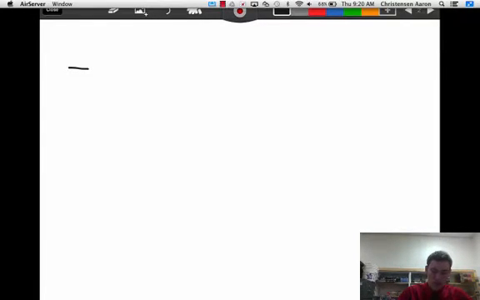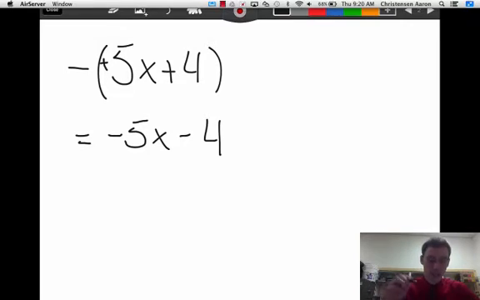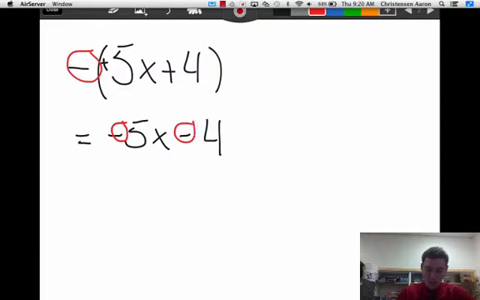When we have a negative out front of something like 5x plus 4, all this really does is change the sign of everything that's on the inside. So instead of this being a positive 5x and a positive 4, it turns into negative 5x minus 4. That's all that happens when you have this negative on the outside. We're just changing the signs. Okay?